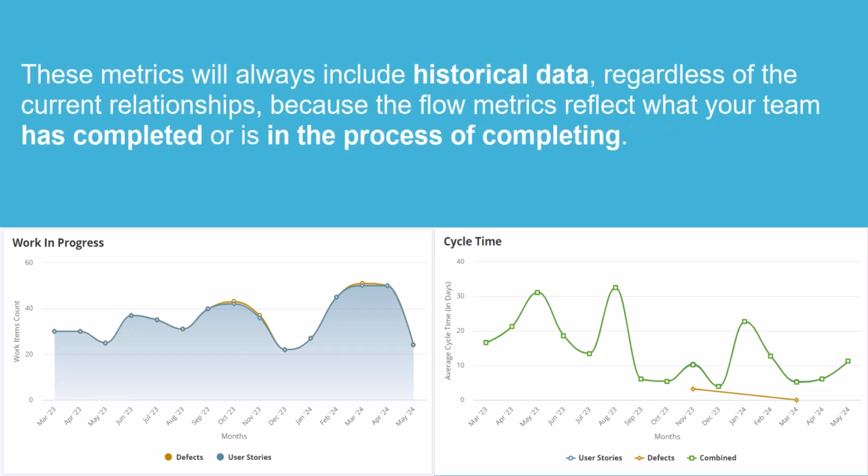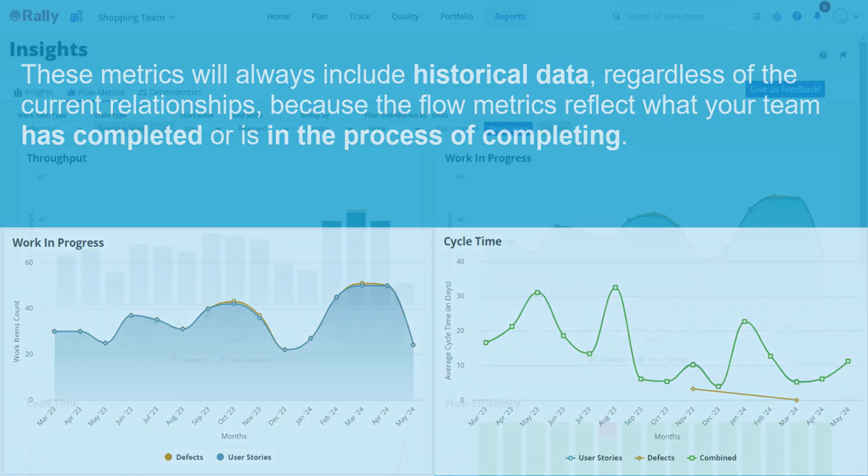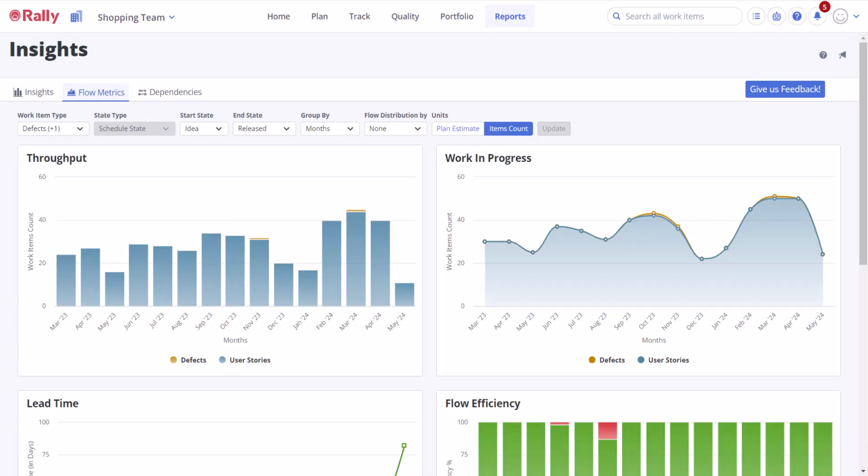These metrics will always include historical data, regardless of the current relationships, because the flow metrics reflect what your team has completed or is in the process of completing. Flow metrics help you focus on the efficiencies of how your teams are delivering work. If you are familiar with the flow metrics on the team board, you will notice that the Insights flow metrics are similar, they just have a few subtle differences.